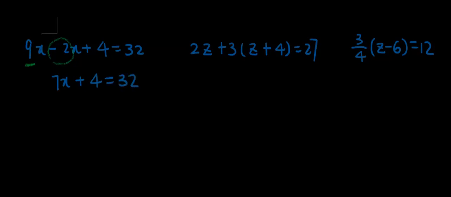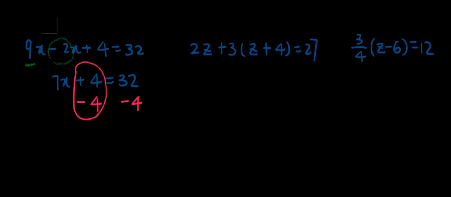Your goal is to isolate x, which means I want to know what is 1x. Currently, I have 7x plus 4. If it's a plus, you're going to do its opposite. You're going to minus 4. It's an equation. Whatever you do to one side, you're going to do it to the other side. This is called subtraction property of equality. So we're going to subtract 4, both sides.